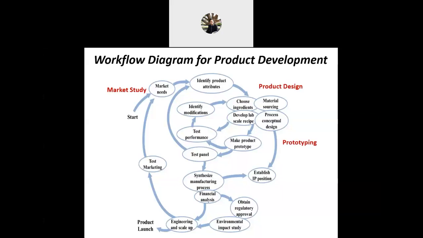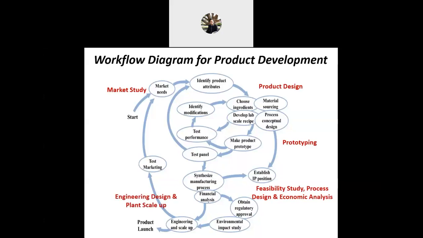Usually the lab testing is on a small scale. So when you do prototyping, we need to increase the capacity. That's why it's required for the prototyping, so we can estimate the real cost. And then for the manufacturing process, we can do the feasibility study, process design, and economic analysis. And then we can do test marketing, to see the customer reactions.